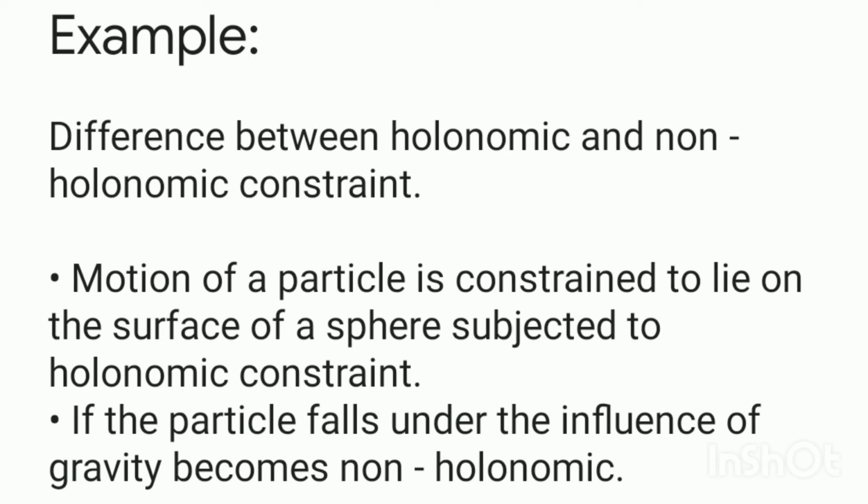A particle is on the surface of the sphere. The motion of the particle is constrained on the surface of the sphere and it is subjected to holonomic constraint. Assume if the particle falls under the influence of gravity, it becomes non-holonomic. As we have already mentioned, holonomic constraint depends on coordinate and time. If the particles fall under the influence of gravity, it experiences velocity. Therefore, it is said to be non-holonomic.